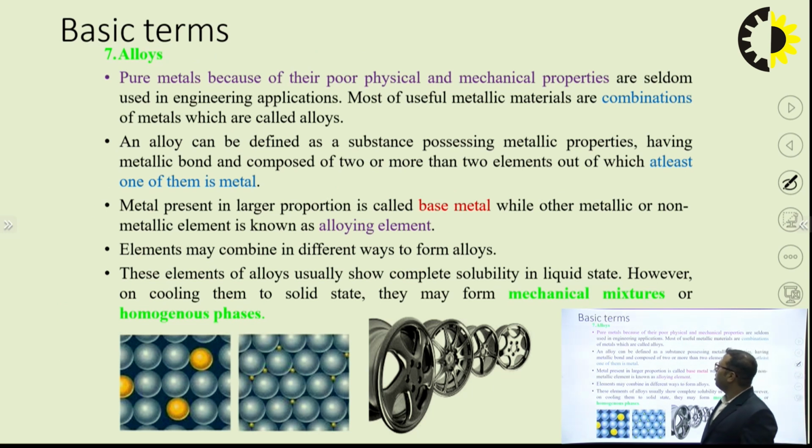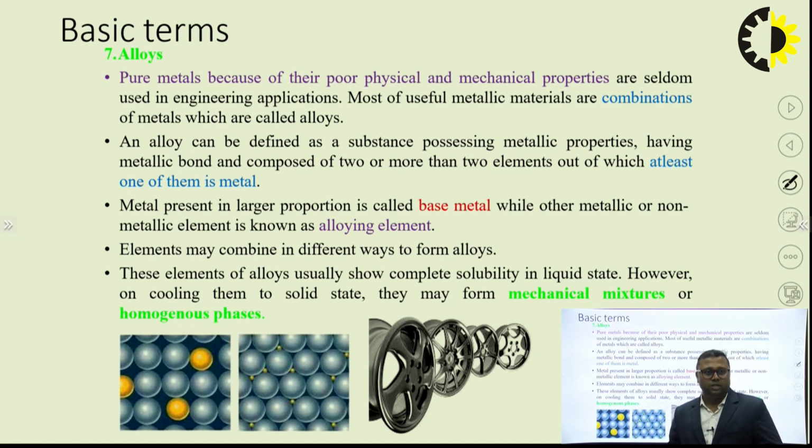Then the next topic is the alloy. As you already know, an alloy is the combination of two different materials. Generally every metal has its own physical and mechanical properties, but in order to enhance these properties, we use two different types of material, and when these are clubbed together, they form an alloy. So by using two different materials to form the alloy, we utilize the properties of both materials.